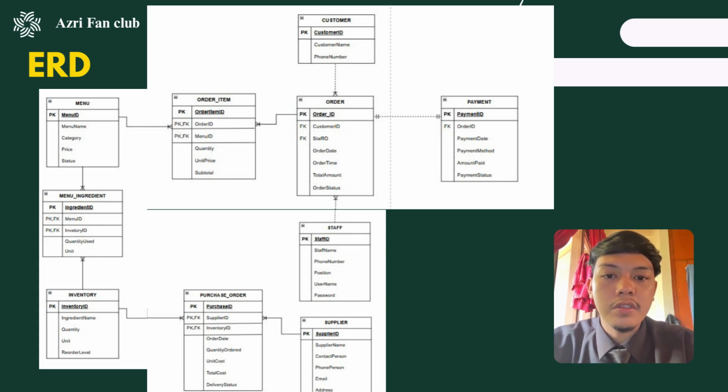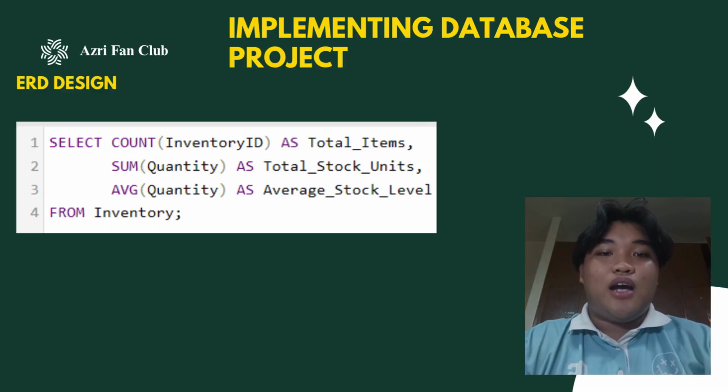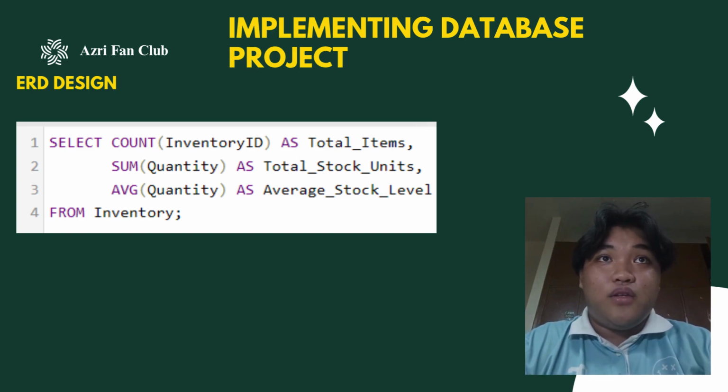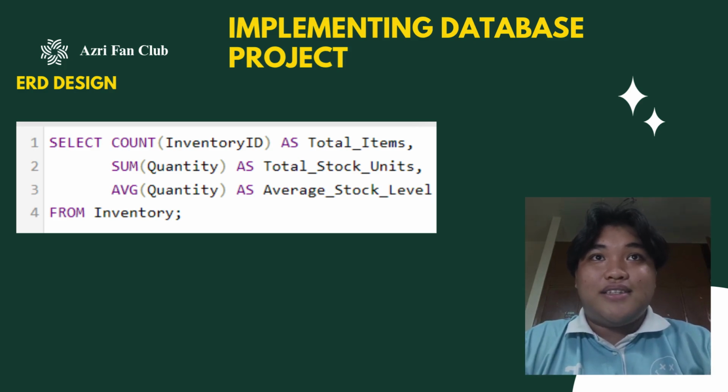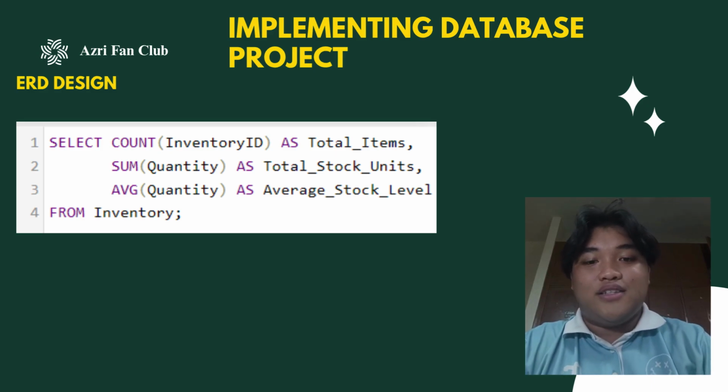Kopi Container Management System. For this query, our goal is to get a summary of our warehouse stock levels. Instead of reading individual ingredient rows, we use aggregate column functions to look at the entire table at once. Count inventory ID tells us how many different types of raw materials we manage. Sum quantity gives us the total combined volume of all ingredients currently sitting in stock. Average quantity calculates the baseline average stock level across all items. This gives management a quick and high-level view of our inventory health so they know if the warehouse is overstocked or understocked.